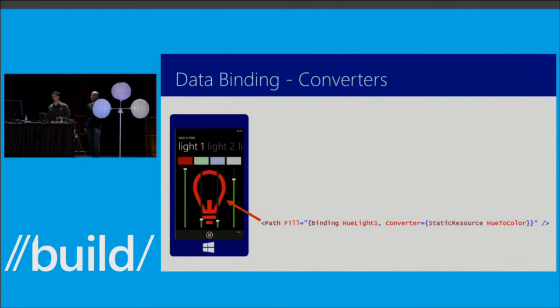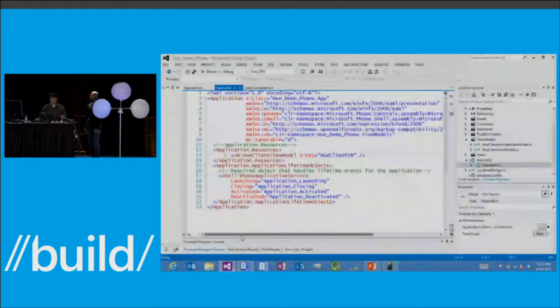We can use converters. The icon that you saw in the back, I can't bind it to the red and the green and the blue. So what I do instead is I bind it to my hue light. And I use, as you saw in Blend, this converter called HueToColorConverter. I'm going to switch to my code again and show you what that converter looks like.